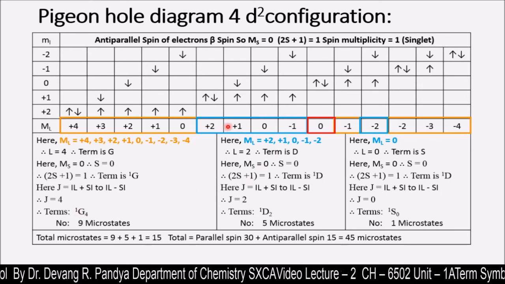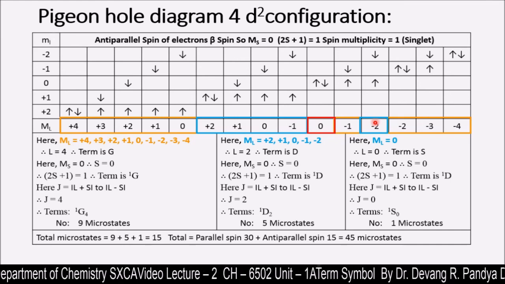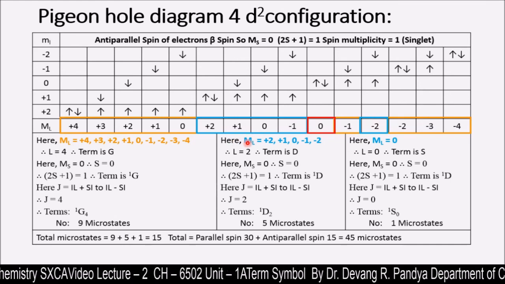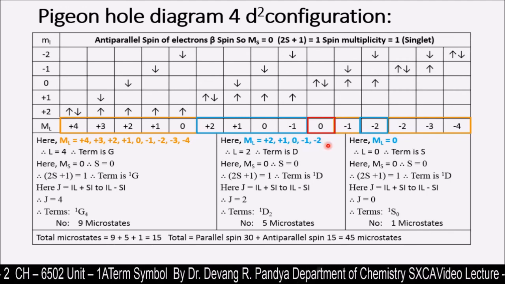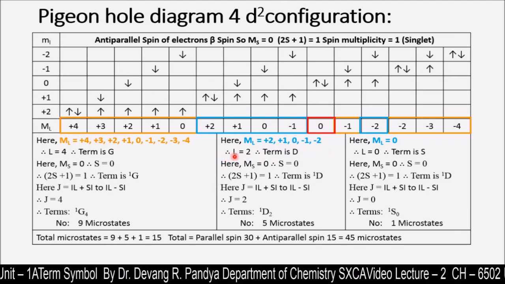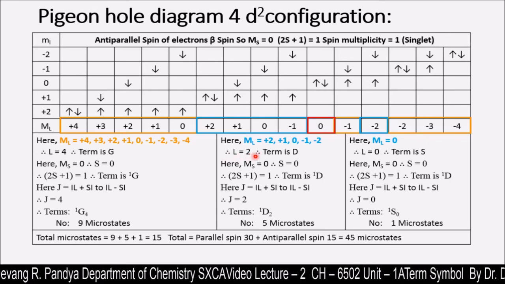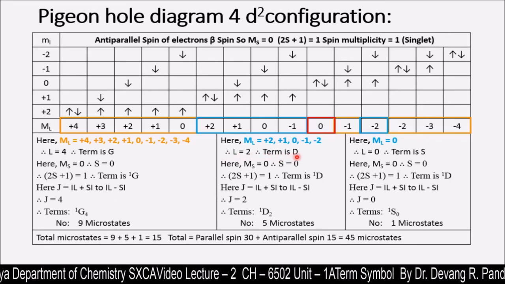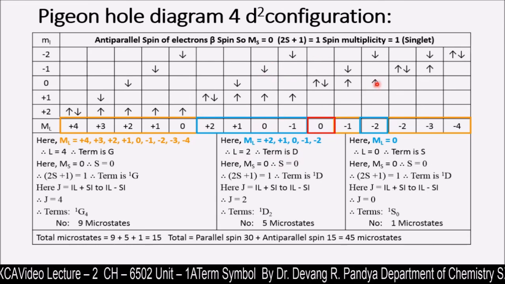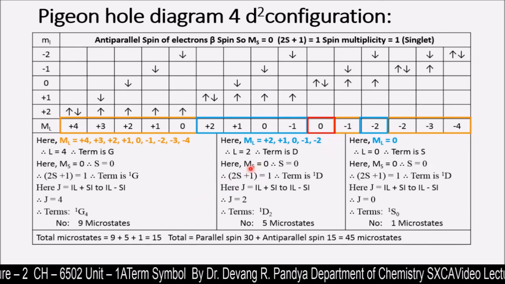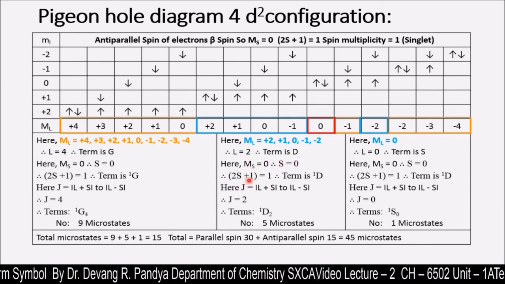Now the blue color, that is +2, +1, 0, −1, −2, is shown over here. The m subscript L values are +2, +1, 0, −1, −2. Hence the resultant orbital angular momentum quantum number L is equal to 2. Therefore the term to be assigned is capital D, and as you know, the anti-parallel set of spin arrangement is over here. So the m subscript S value is 0, hence S is equal to 0, so the spin multiplicity would be 1.